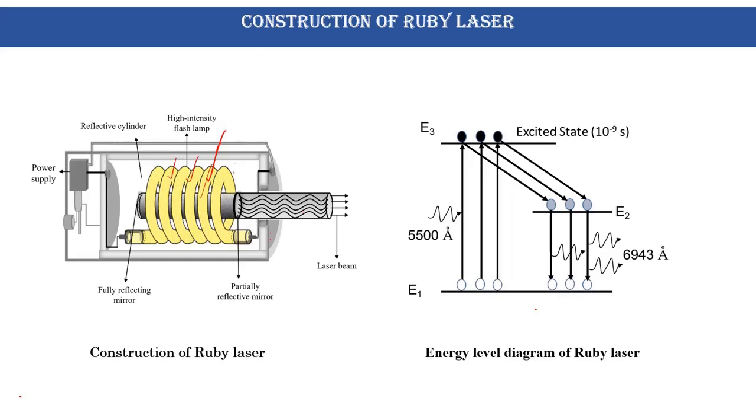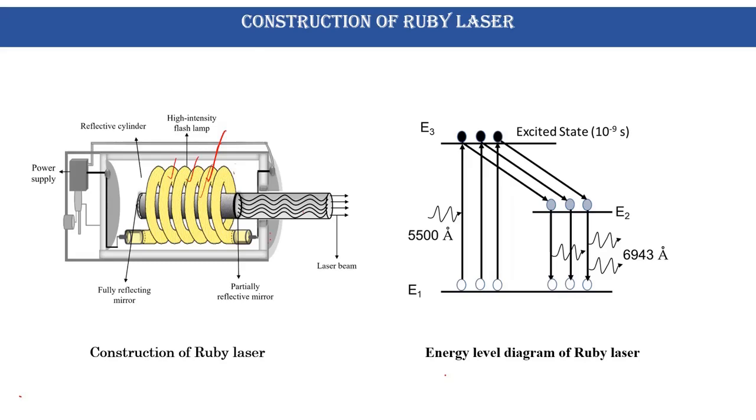When the emitted photon interacts with an atom in the metastable state, it forces that excited atom to fall into the ground state E1. As a result of this, another photon having the same energy is emitted. This is called stimulated emission because one photon induces an excited atom to emit another photon.